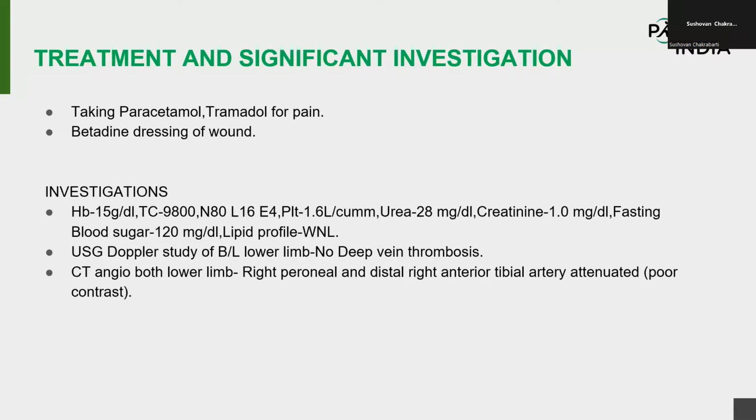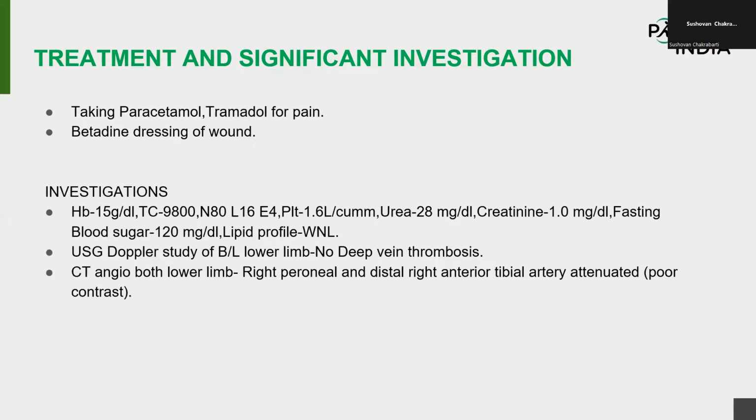Now he was taking paracetamol and tramadol for pain, and betadine dressing of the wound was being done by the patient himself. On routine investigations, his hemoglobin was 15 grams per dL. Total count was 9,800. His platelet count was 1.6 lakhs per cubic millimeter, urea 28 milligram per dL, creatinine 1 milligram per dL, fasting blood sugar was 120 milligram per dL, and his lipid profile was within normal limits.